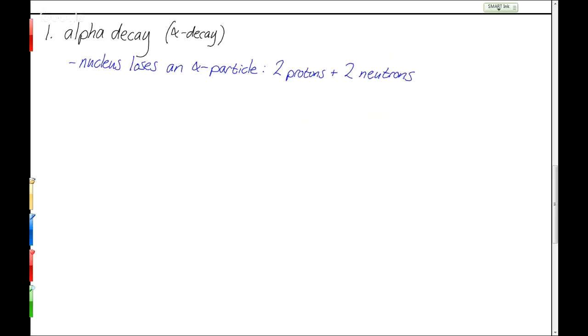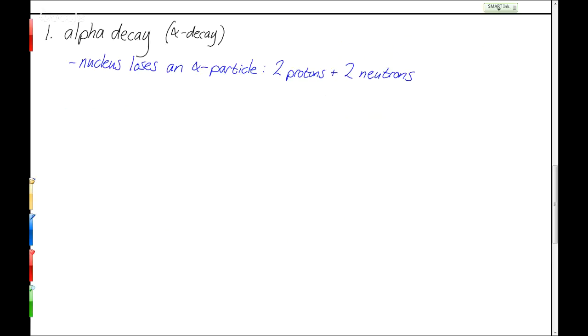So it's not like separately losing 2 protons and 2 neutrons in different directions. It's one particle that's made up of 2 protons and 2 neutrons. That's actually a known thing. There's an element that's made up of 2 protons and 2 neutrons. You know what it is? I figured it out. Helium, yeah. Helium has 2 protons, and a helium nucleus has 2 protons and 2 neutrons.